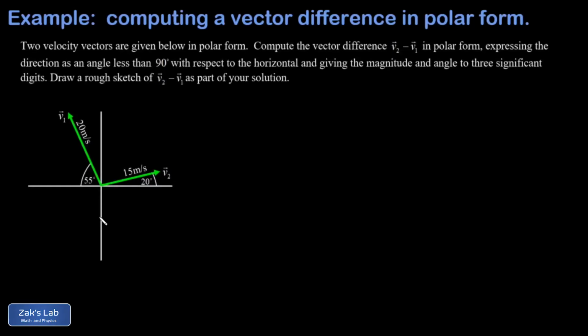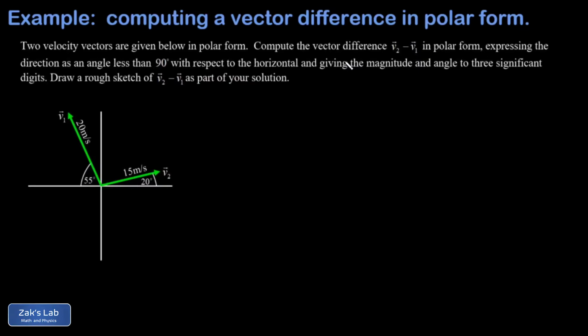In this problem, we're given two vectors in polar form, and these happen to be velocity vectors. What we're interested in here is actually the vector difference, v2 minus v1. We're asked to compute the vector difference in polar form, and we want to express the angle as an angle less than 90 degrees with respect to the horizontal. And we're asked to express this answer to three significant digits and draw a sketch of v2 minus v1.